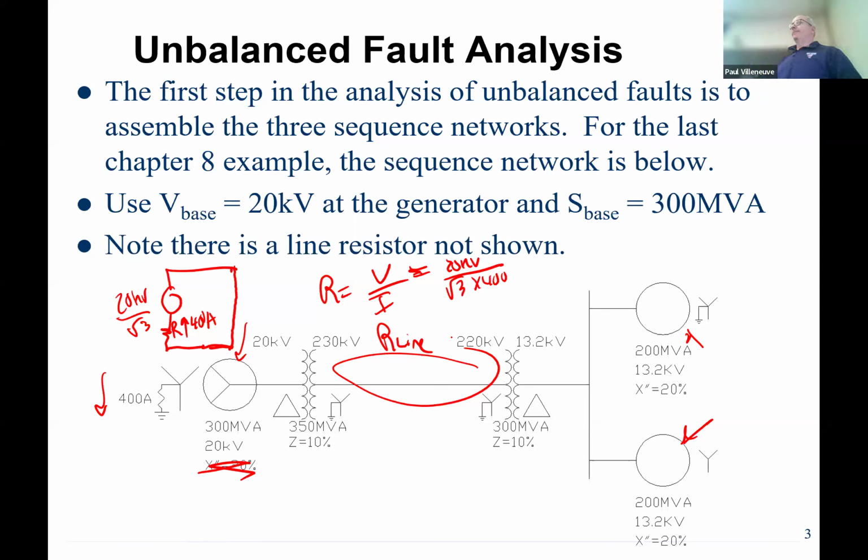Now, is it normal for the line to have a resistance more than impedance? No, it almost always will have higher impedance.